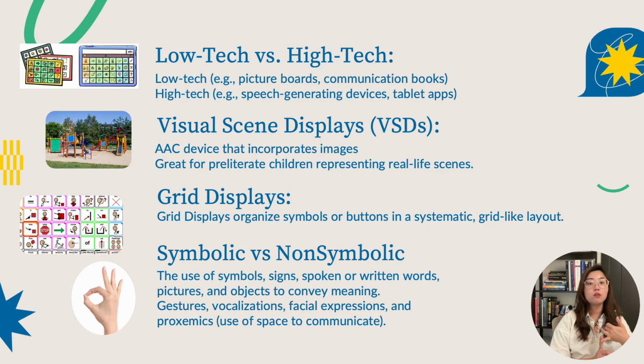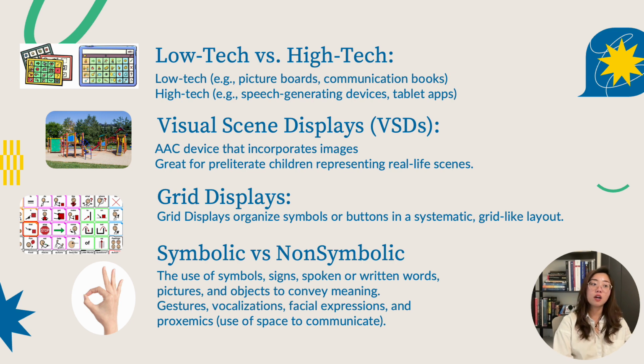We have our low-tech device, and then we have our high-tech device. Our low-tech devices include things like picture boards and communication books, and our high-tech devices include things like speech-generating devices and tablet apps. We also have things like visual scene displays within these technologies. This is basically an AAC device that incorporates real-life images, and this is really great for pre-literate children because it represents real-life scenes.